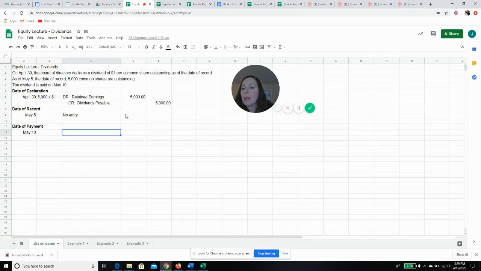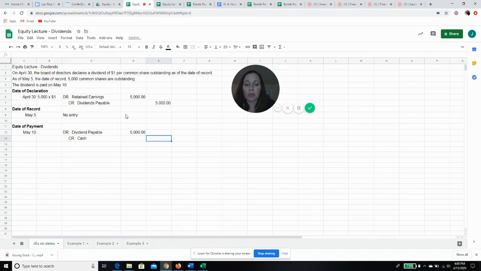Then on May 10th, we actually pay the dividend. So on May 10th, we're going to debit dividends payable, because once we pay the dividend, we no longer have a liability. And we're going to credit cash because we're paying out cash. We need to decrease our cash. All right, so that is what our journal entries look like.